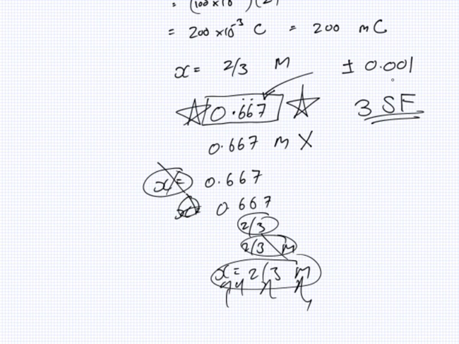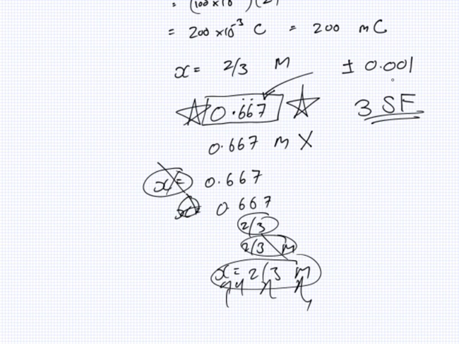And the current is, what did I say it was? 200 milliamps? 100 milliamps. So that's 100 milliamps. So that will be 100 times 10 to the minus 3, multiplied by the time, which is 2. So that will be 200 times 10 to the minus 3 coulombs, or in other words, 200 millicoulombs.